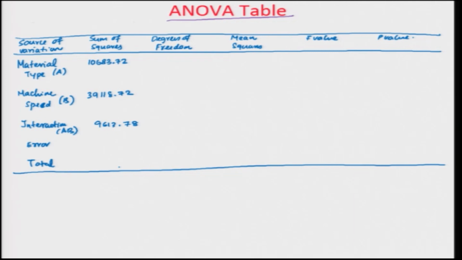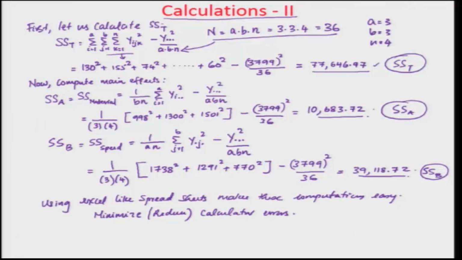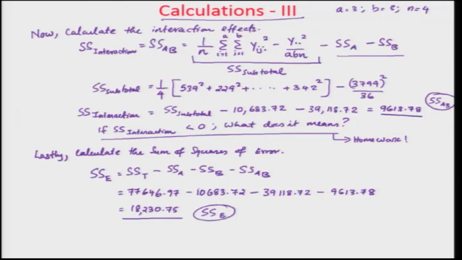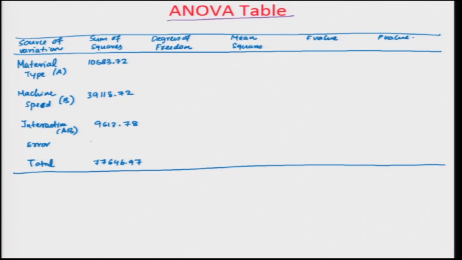Then the total value was put in. If you remember, it was 77,646.97, and the last value we calculated was error, which was 18,230.75. So all the sum of squares goes into this particular column, and then the degrees of freedom need to go here.